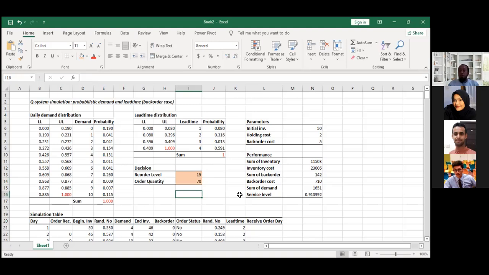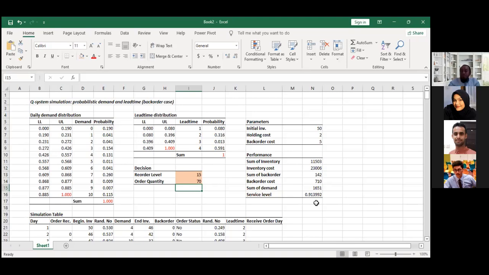In order to increase the service level, we can try to modify the reorder level and also the order quantity, and now it becomes 91%. It depends on the product as well. If the product is, let's say, blood, blood is a critical product, so it's better to have a higher service level. Maybe the cost is slightly higher, but it's okay, because we want to save our patients.